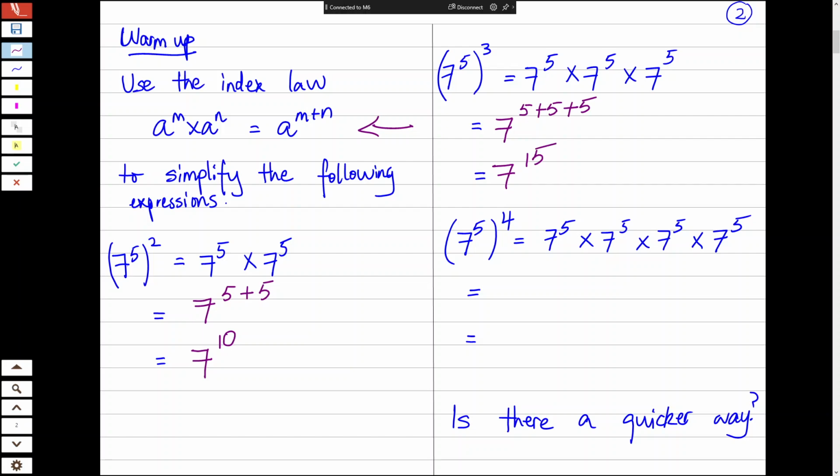All right, what do you think the next one's going to be? You see where this is going? All right, Damon, you gave me a nod, so what do you think? 7 to the power of 5 plus 5 plus 5.